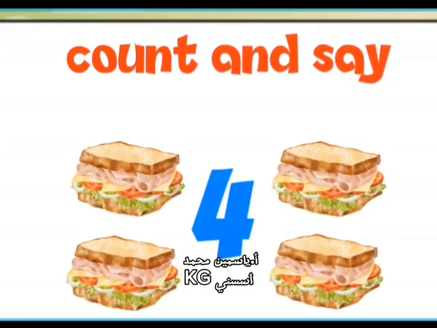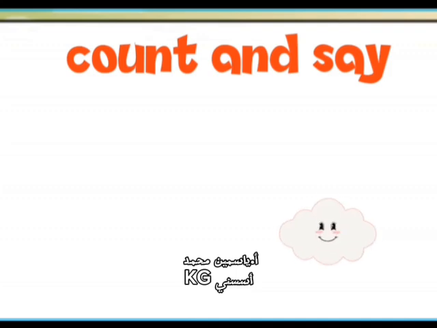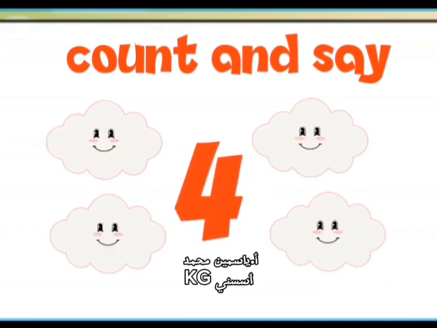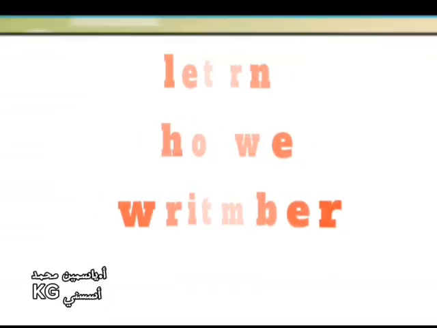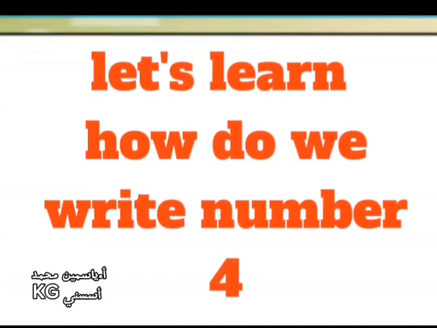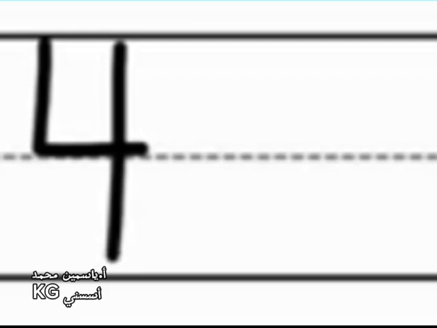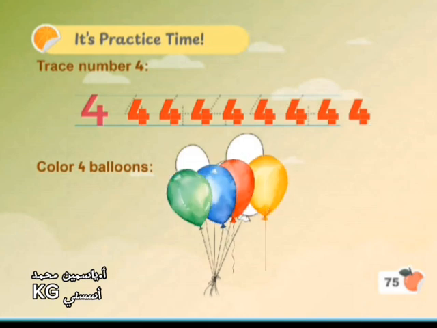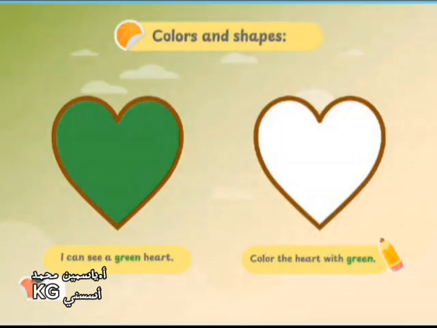I can see 4 sandwiches. I can see 4 clouds. Let's learn how do we write number 4. Short straight line from up to down. Sleeping line to right. Another straight line from up to down. Page 75. It's practice time. Trace number 4. Color 4 balloons.